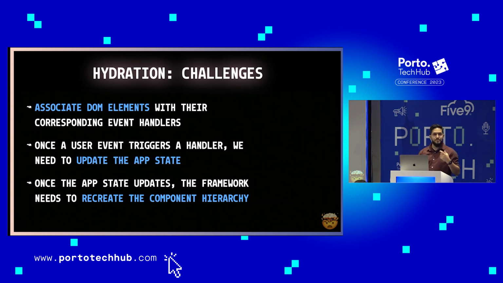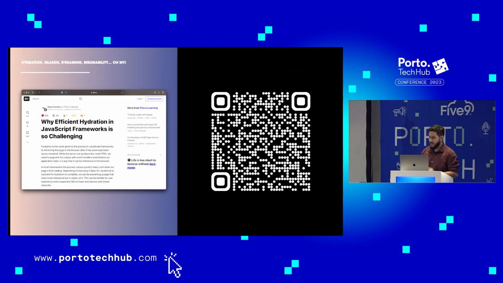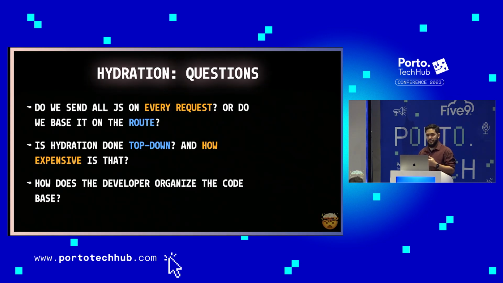But also, once a user triggers one of these event handlers, you need to update the app state to reflect that. And once the app state is updated, the framework needs to go through all your component hierarchy and make sure that it reflects this new state as well. And you don't find a lot of posts out there explaining the challenges and why it's so complex to properly do hydration. But hydration also comes with questions.